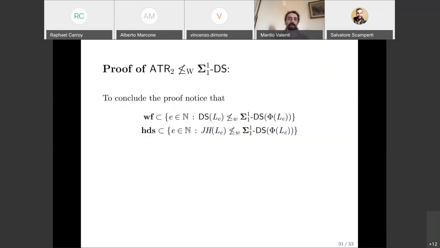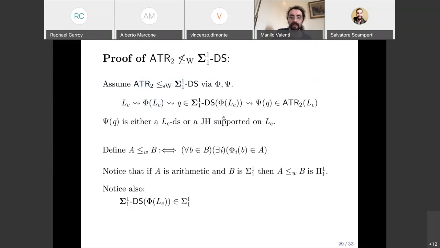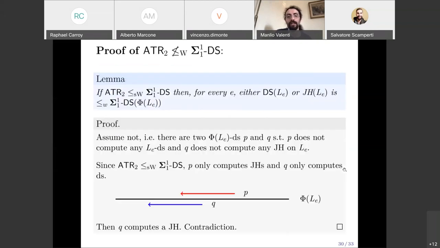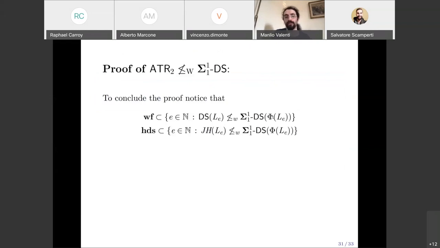And now we are getting to the end of the proof, because now the trick is, consider these two sets here. The first one is the set of indices such that DS does not reduce, and the other one is the set of indices such that JH does not reduce. Now, as I mentioned, the existence of a reduction is a pi 1-1 condition, and therefore the existence of a non-reduction is a sigma 1-1 condition. The fact that there's no reduction is a sigma 1-1 condition. So these two sets are sigma 1-1.